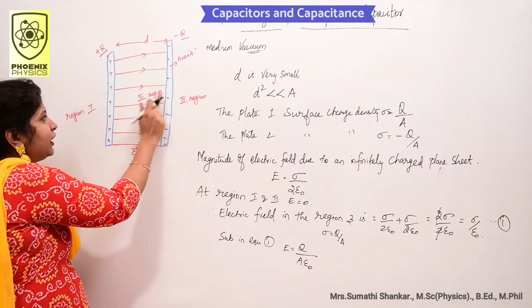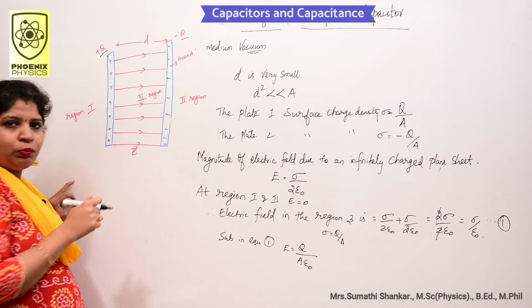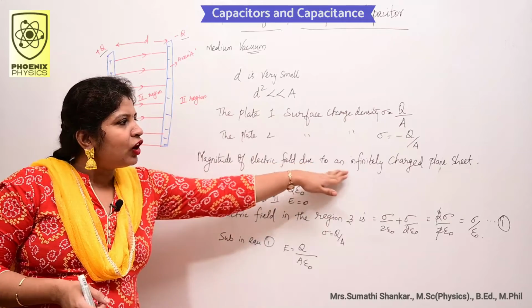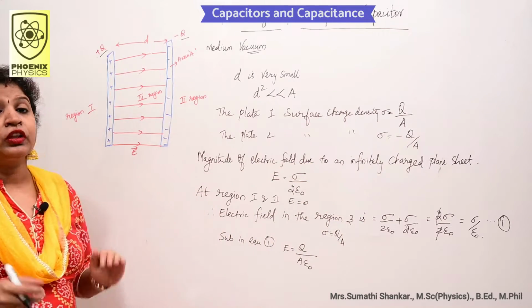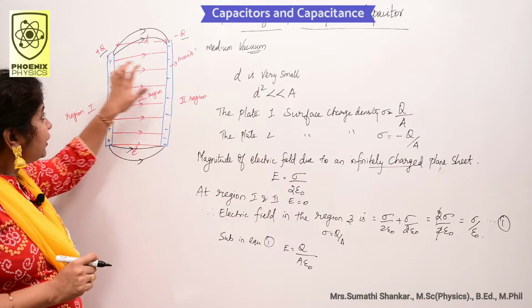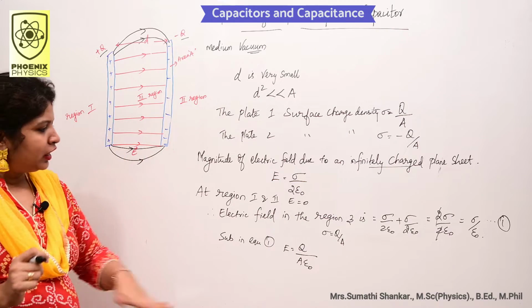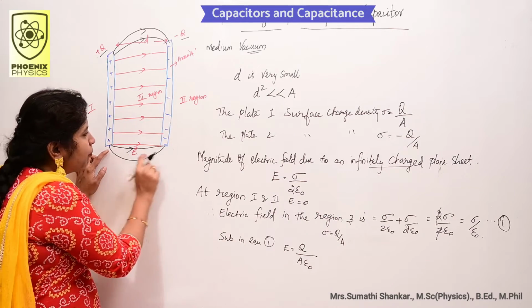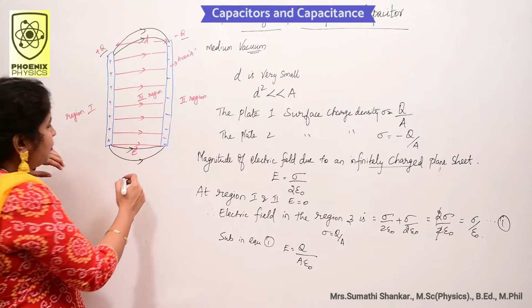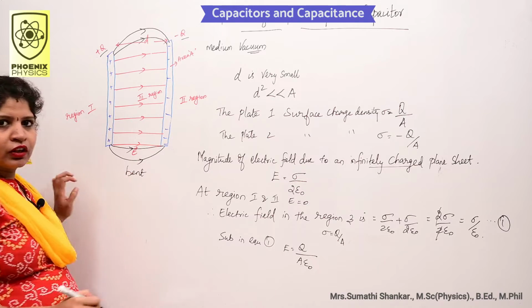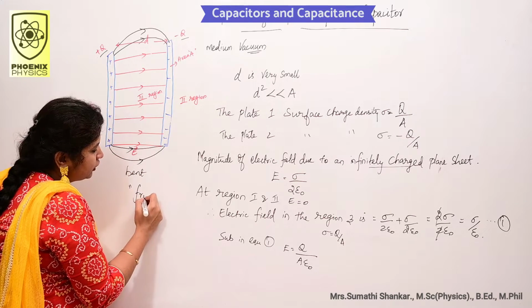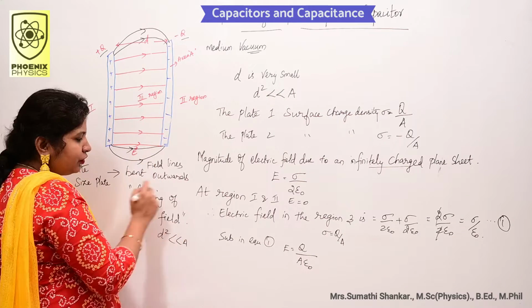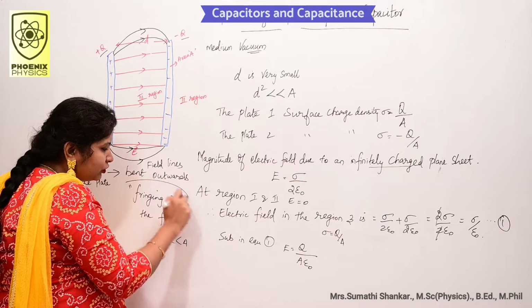Here the electric field is uniform between the two plates. And we have taken the expression of electric field for infinitely charged plate. Suppose the plate with finite size means this electric field is not uniform at the boundaries. Electric field lines bent outwards. This is called fringing of the field. Here also d square is very much less than a. We can simply ignore this fringing of the field effect.